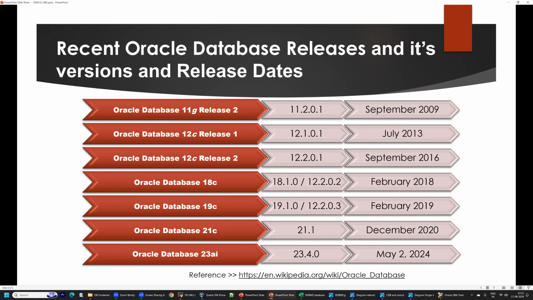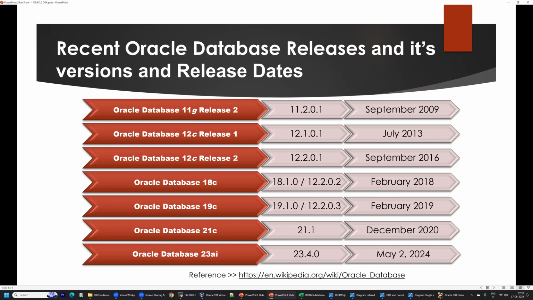Similarly, now in 23 AI, we have vector search. It means within the database, you can search any kind of data we have. The data has to be there within the database, and you can run any kind of complex queries. So for every database, we have new features available, but the core fundamentals of the database will remain the same. It will be used for performing DDL or DML operations.